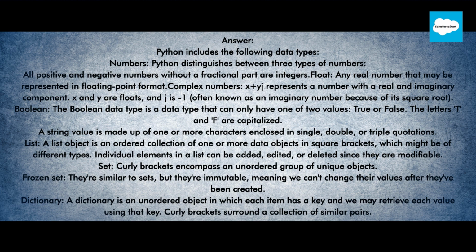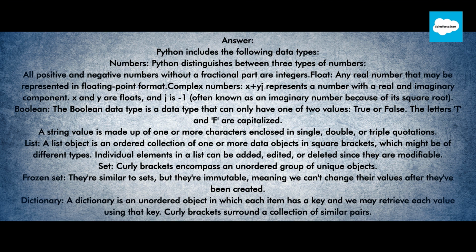Numbers. Python distinguishes between three types of numbers. Integers: all positive and negative numbers without a fractional part. Float: any real number that may be represented in floating point format. Complex numbers: x plus yj represents a number with a real and imaginary component. x and y are floats, and j is the square root of -1, often known as an imaginary number.